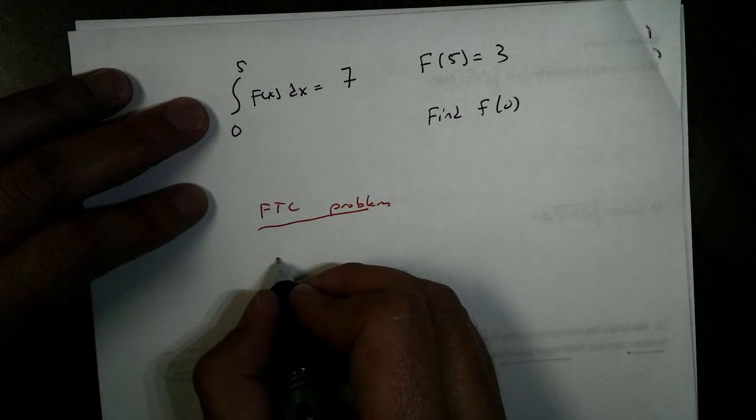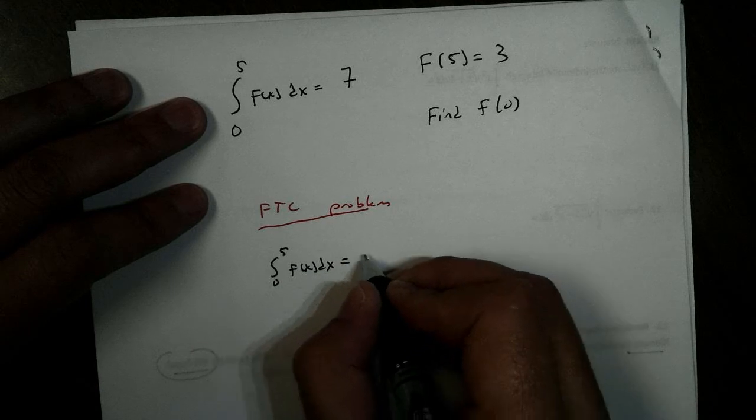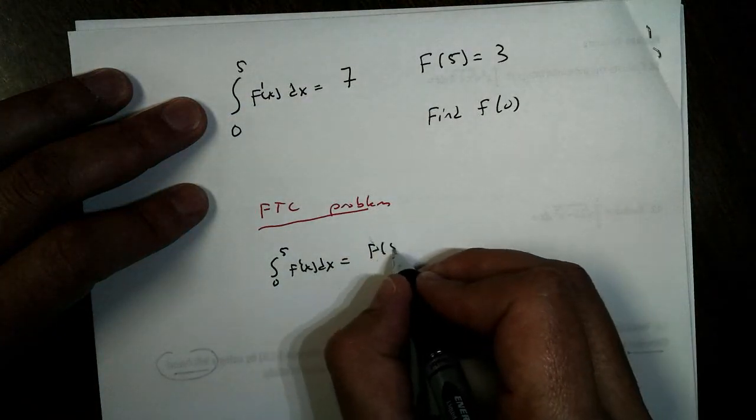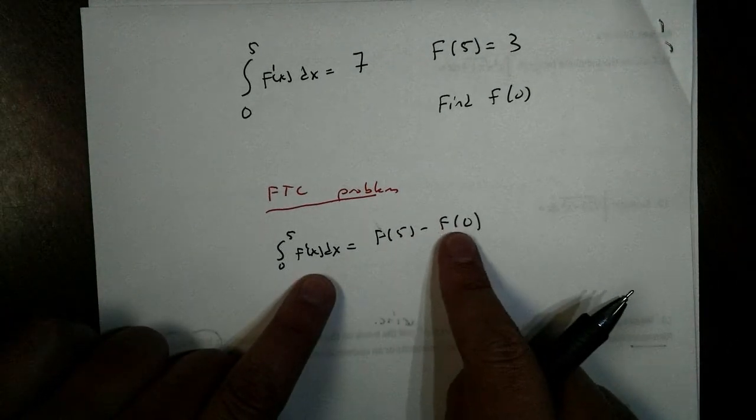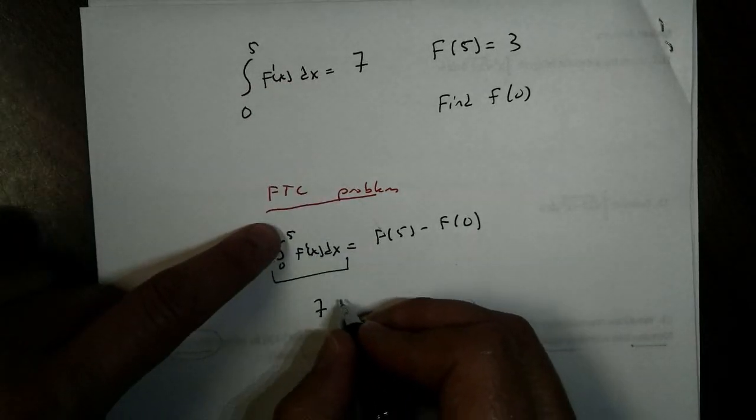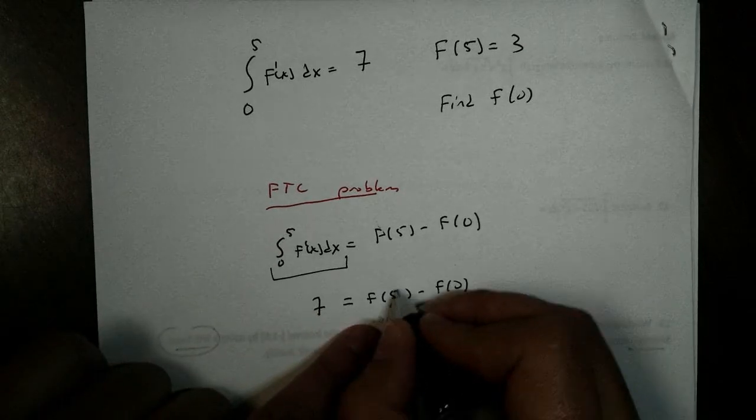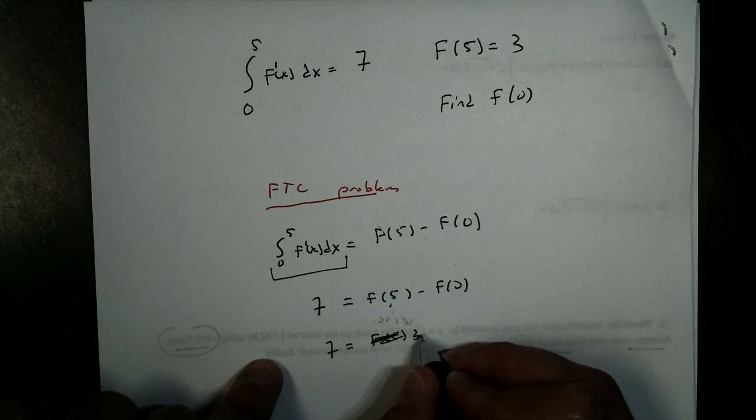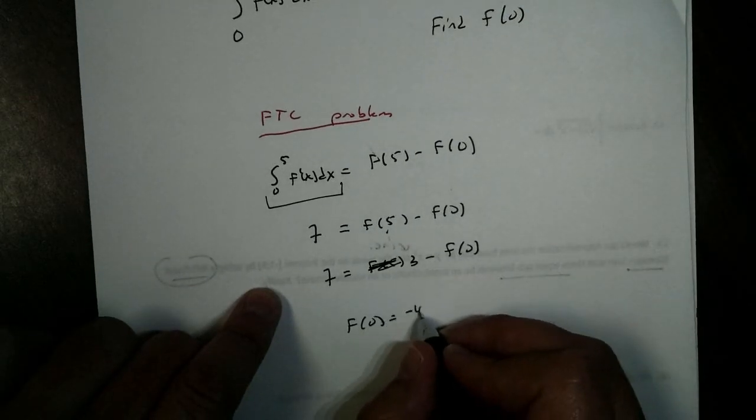So if I set up with the FTC, the integral from 0 to 5 of f prime of x dx equals f of 5 minus f of 0. This is my FTC step. I know that this area right here is just 7. Here's f of 5 minus f of 0. Well, I also know f of 5 is 3. So 7 equals 3 minus f of 0. And I can solve that. f of 0 would be, of course, negative 4.